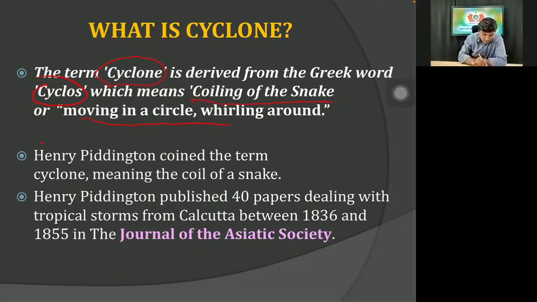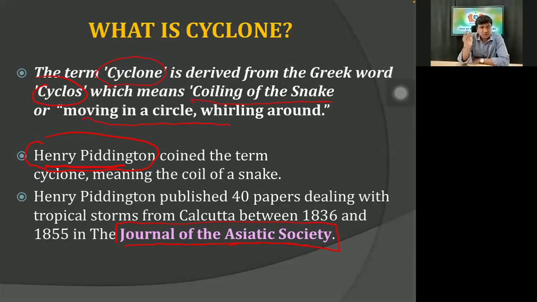The term cyclone was first coined by a person called Henry Piddington. You should remember the person's name also. While writing the answer in UPSC or in any state PCS exam, you have to mention some facts so that you can get more marks. Henry Piddington mentioned the term cyclone for the first time in his journal called Asiatic Society. Asiatic Society is the journal name, and in this journal he mentioned the term cyclone. That is very important.